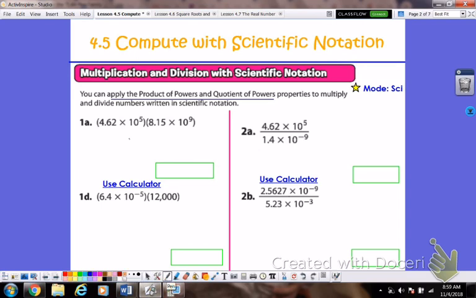First I'm going to go through one multiplication and one division where we're going to kind of do it by hand. And then I'll talk about how to use your calculator with the ones down below. So in our first one, we are going to multiply 4.62 times 8.15. So if we multiply those, we would get 37.653 times 10. Now we want to look at our powers of 10.